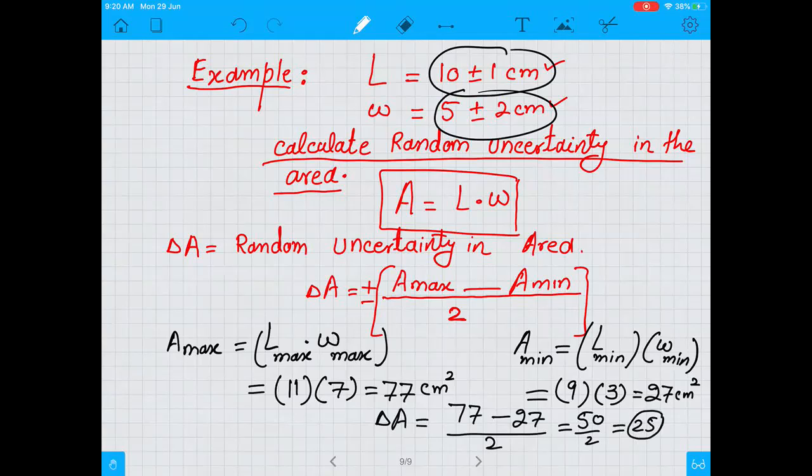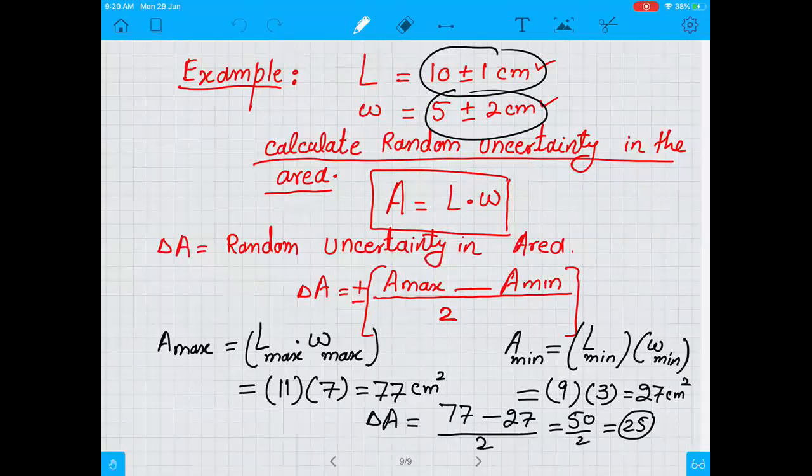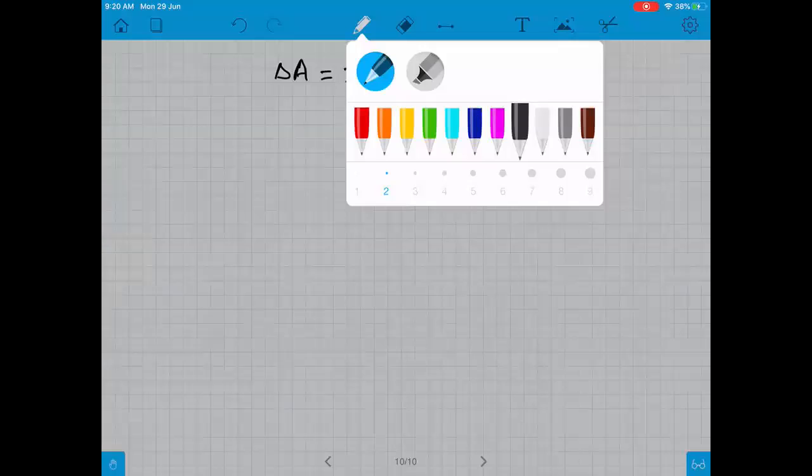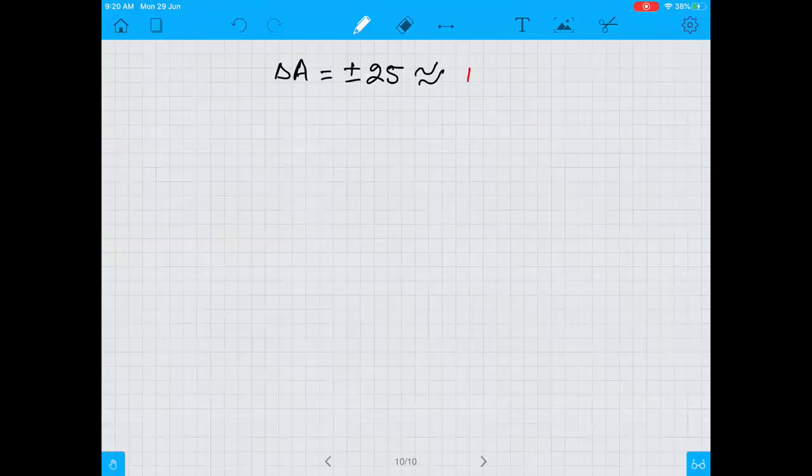But one thing, random uncertainties are always written up to one significant figure. Delta A, that is plus minus 25, should be written up to one significant figure, and in one significant figure it would become 30. You must remember that random uncertainties are always written up to one significant figure.